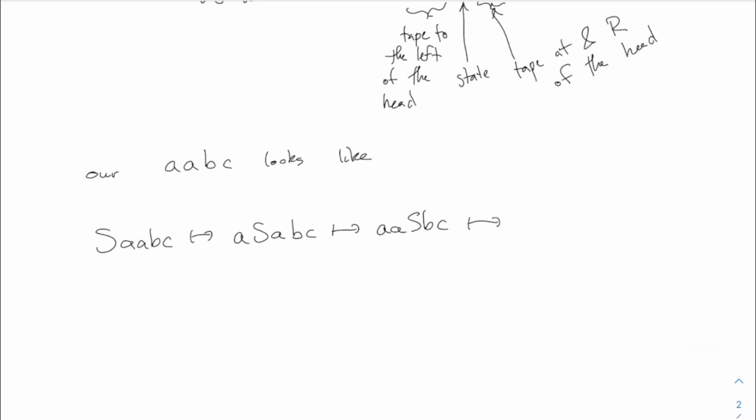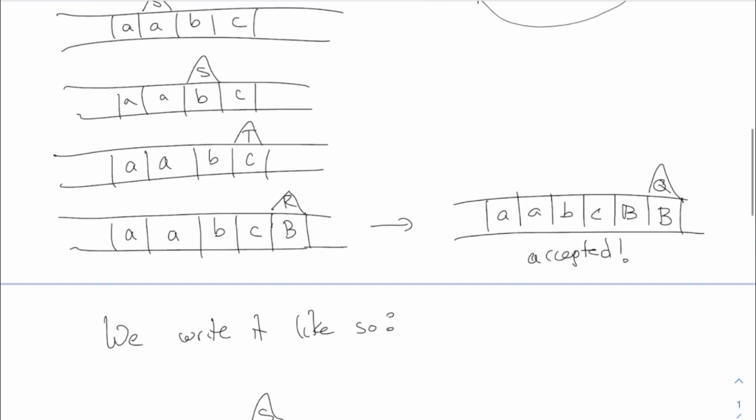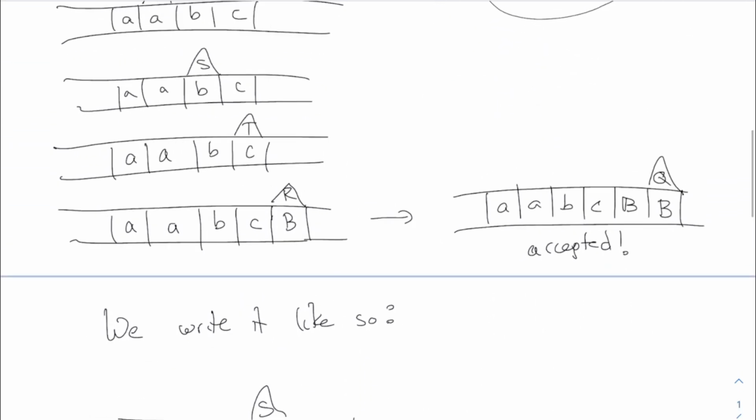So next it was A A B T C. And then in the next step, it again moved to the right, but the state changed to R. So the next step was A A B C R, like that. And then in the next step, I hope I'm remembering properly. In the next step, so I'm right here now, right?